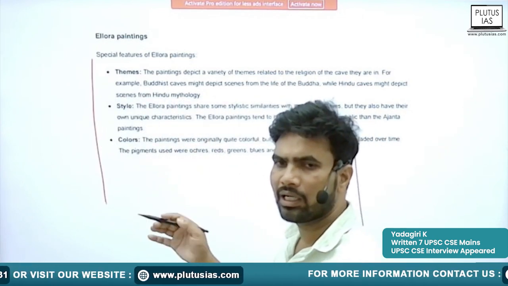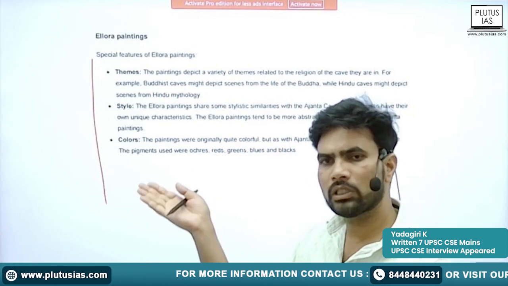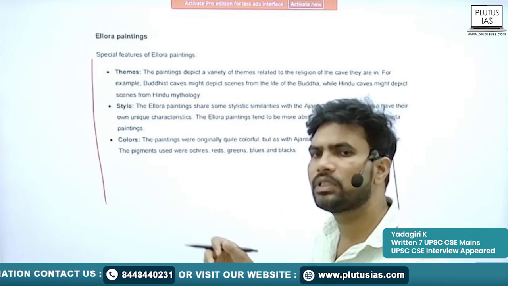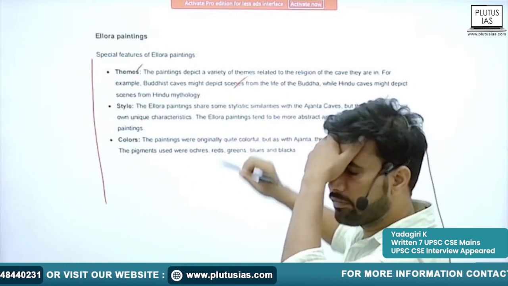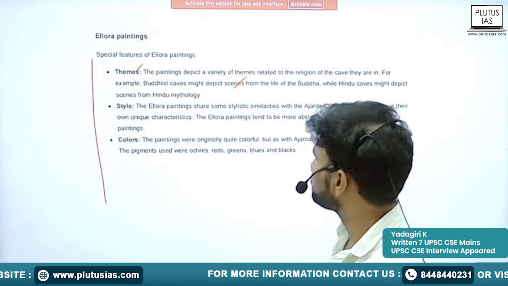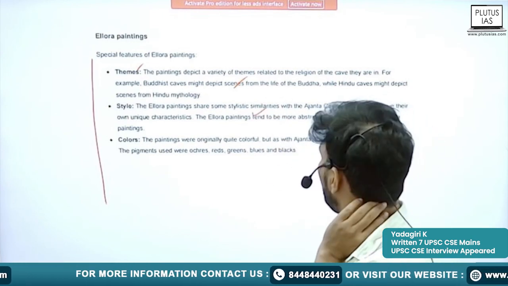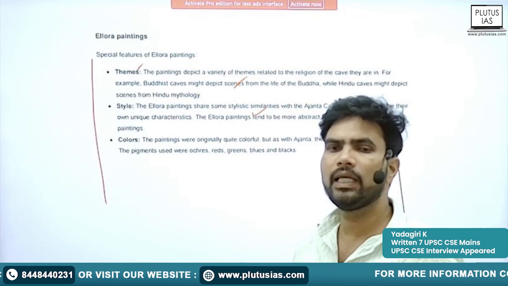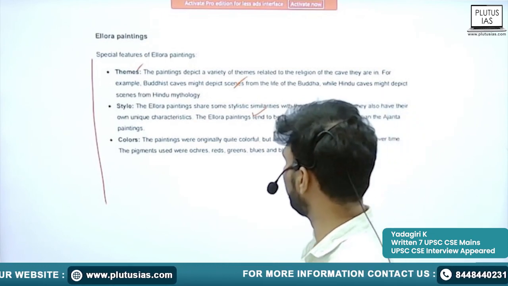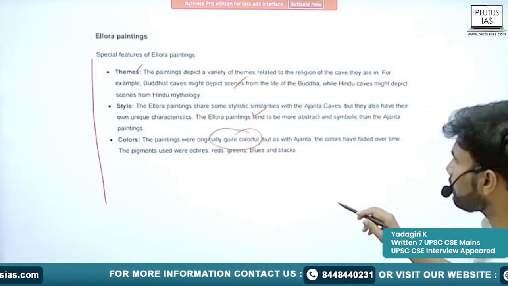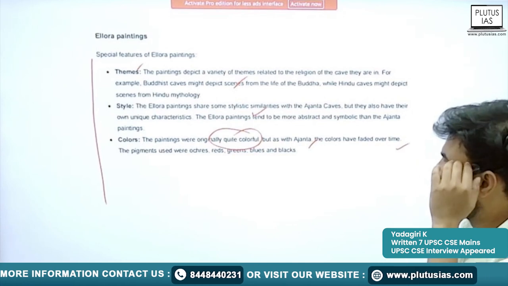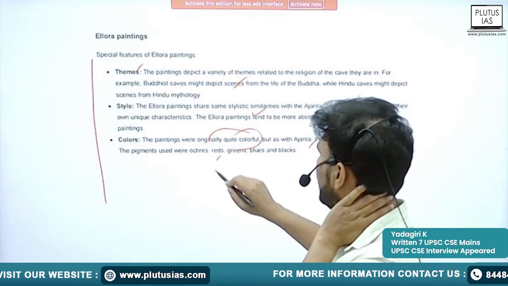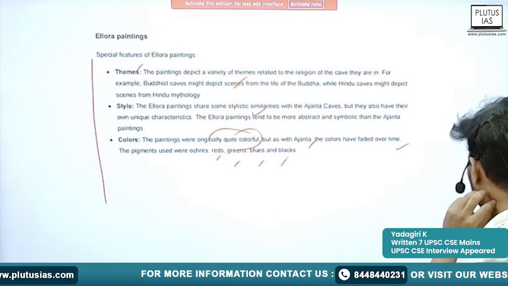Ellora paintings are not that clear because they were always accessible to people, as they are located just beside the trade route. Because of that reason, they have been damaged. However, if you see the features of Ellora paintings, the themes come majorly from three dominant religions, Hinduism, Buddhism and Jainism. The style used is fresco, and bright colors are used, and the colors have always been extracted from natural sources only, right? So originally quite colorful, but as with Ajanta, the colors have faded over time, right? The pigments used were orchid reds, greens, blues and blacks. So these kinds of pigments have been used.